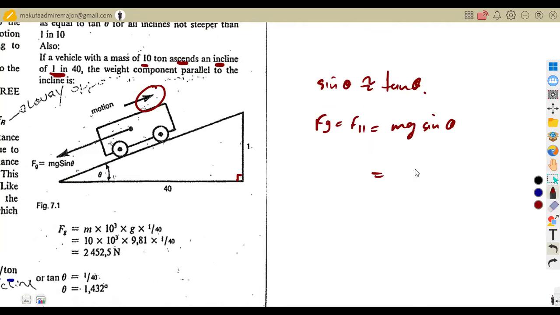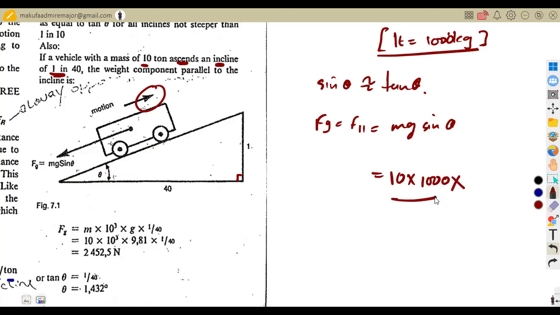10 ton. So that is 10 times 1,000 to convert to kilograms. 1 ton is equivalent to 1,000 kilograms. Remember this also from our engineering science. All right, so there we have converted to kilograms. The g, 9.81, times.